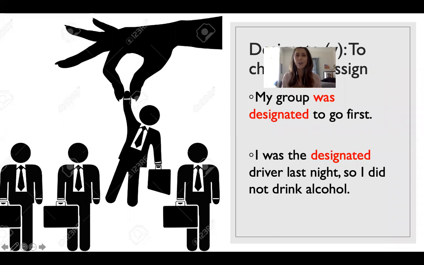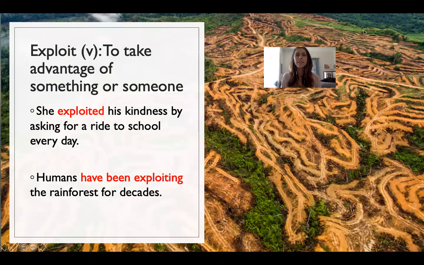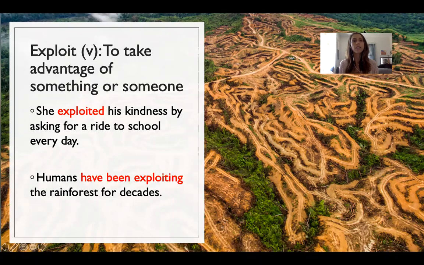Okay, so for exploit, we are getting ahead of ourselves. The definition is to take advantage of something or someone, and it's a verb. The sentences are, she exploited his kindness by asking for a ride to school every day. She exploited his kindness, which means took advantage of his kindness. So maybe he offered to drive her to school one day, and then she asked him to drive her to school every day. This means to exploit, to use something to your own advantage.